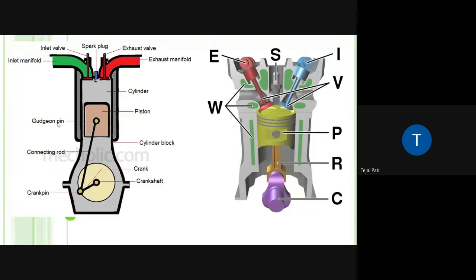What is the difference between them? What is the difference between what? The spark plug and the diesel one. Yes, I will let you know soon. We are going to study that in detail again. So these are the basic parts which are required for you.